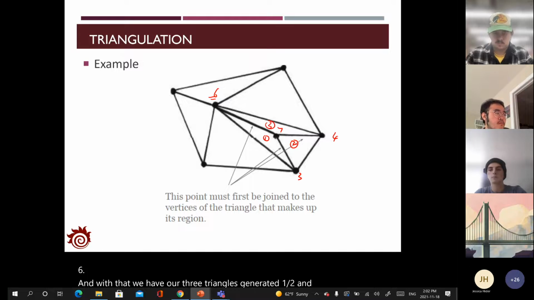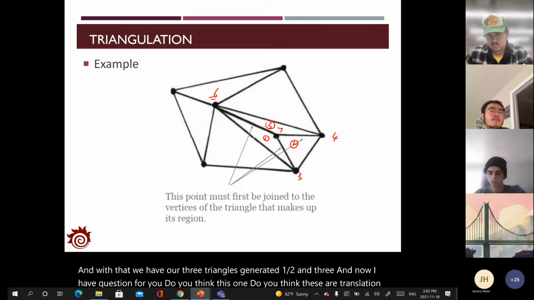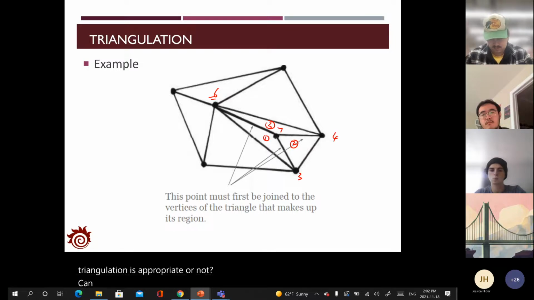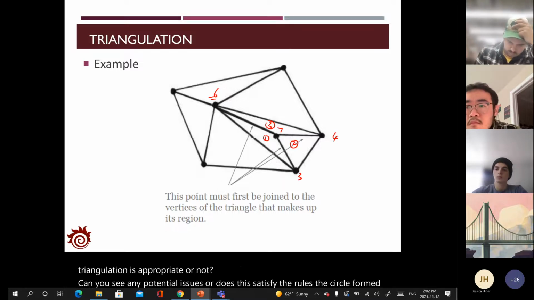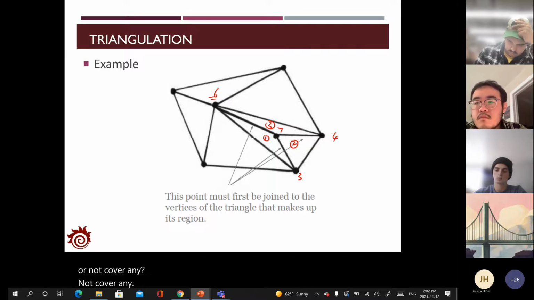And now I have a question for you. Do you think this triangulation is appropriate or not? Can you see any potential issues? Does it satisfy the rules, like the circle it formed will not cover any points you measured? Do you have any ideas about it?